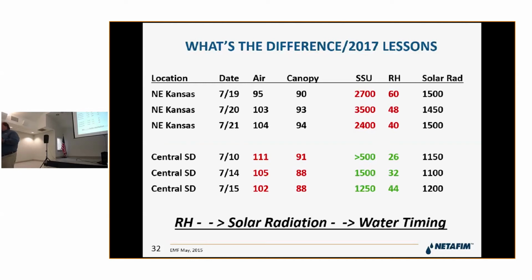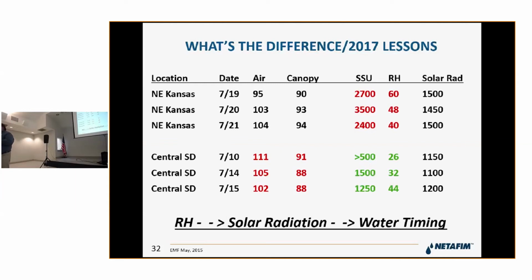So the lesson that we learned this year was the plant has to transpire, has to push water through itself to cool itself, but it has to have a way to exhaust the water out the top. On high relative humidity times, it's a lot more difficult for that plant to push it through the top in high humidity versus a low humidity. So there's the difference in the stress units.